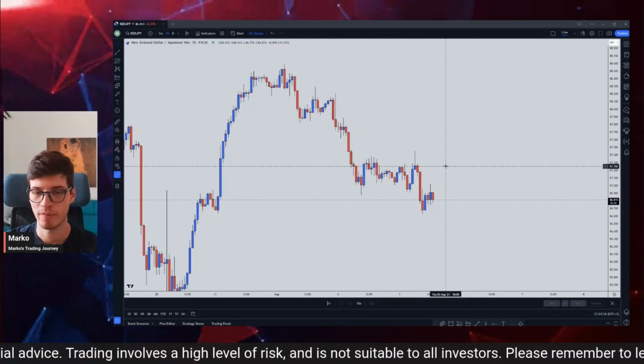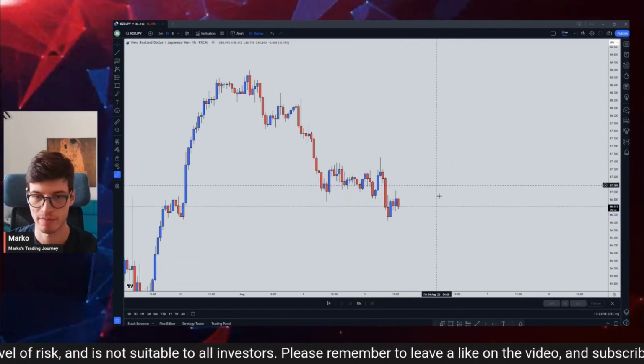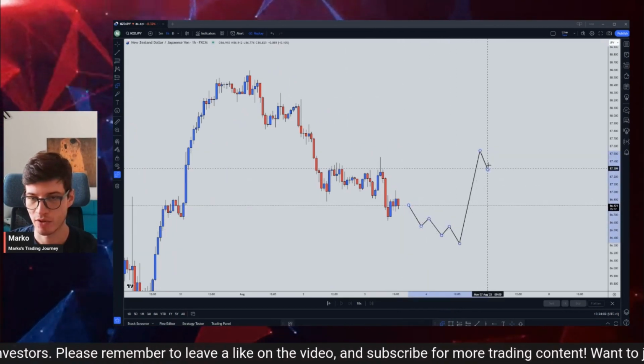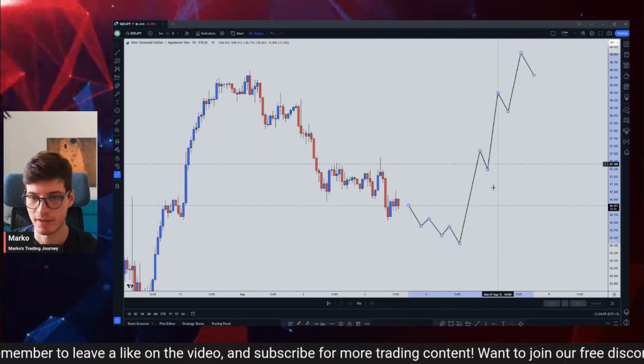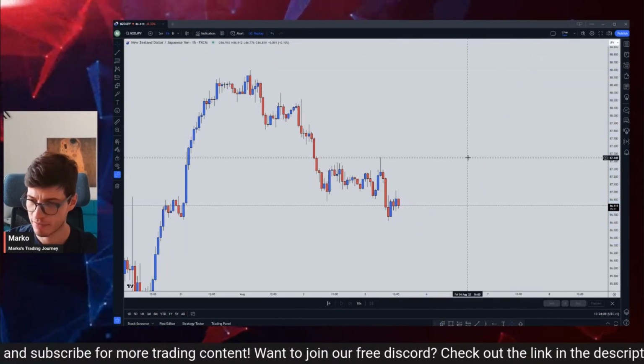So not too much sellers left in this move. I expect this to actually reverse back up. So I expect something like this to happen, and then I would be looking to buy on these legs right here. So just a note, tomorrow is NFP, I believe.